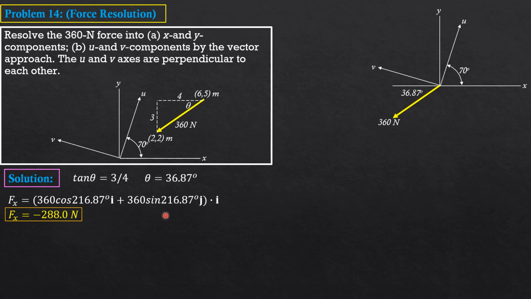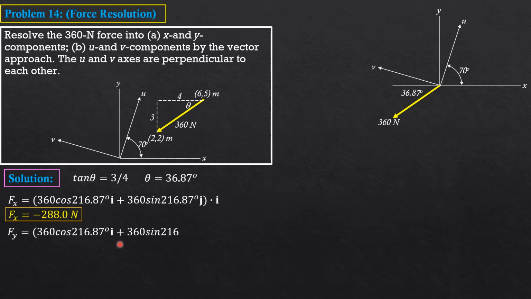So Fy, lambda of the unit vector y direction, 90 degrees, is cosine 90 0i plus sine 90, which is 1j. So it is just j. So Fy is F, which is this, dot j.